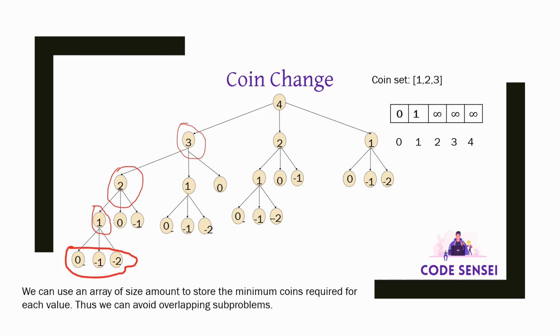And now coming to this part again, we need not take into consideration this. So the minimum number of coins for 1 is 1, and the minimum number of coins for 0 is 0. So the minimum of this is 0, right? So we will add 1 to it. So the minimum number of coins to get the sum 2 is 1. So we will change the second index to 1.